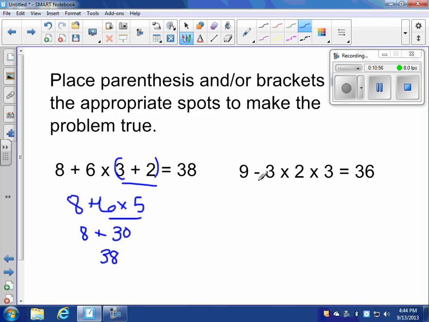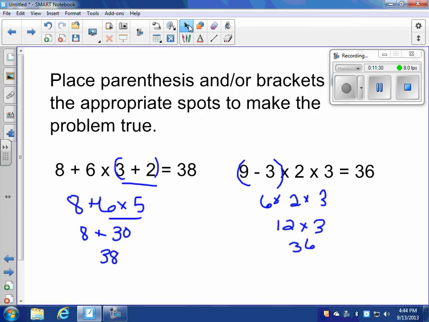Moving on to this next problem, I'm going to try the same thing. I'm going to try putting my parentheses here first. So 9 minus 3 is 6. 6 times 2 is 12. And 12 times 3 gives me 36. So I know that my answer is correct. This is really a guess and check method, guys. There's no trick to it. Just try putting your parentheses in different spots and solve it. It's going to take a few times for you to end up with the correct answer, and that's okay.